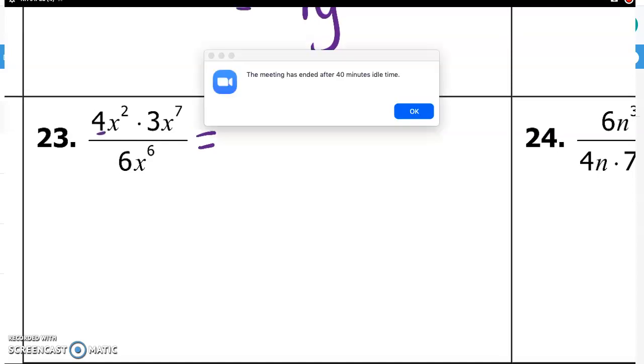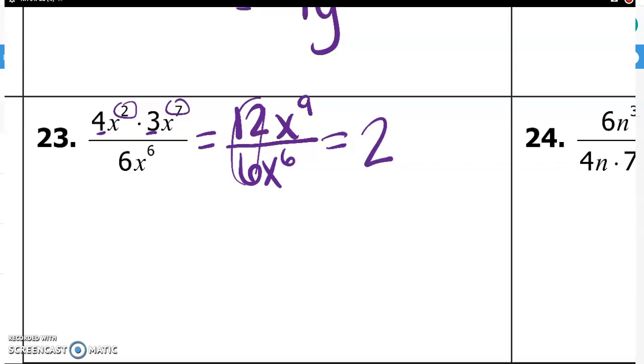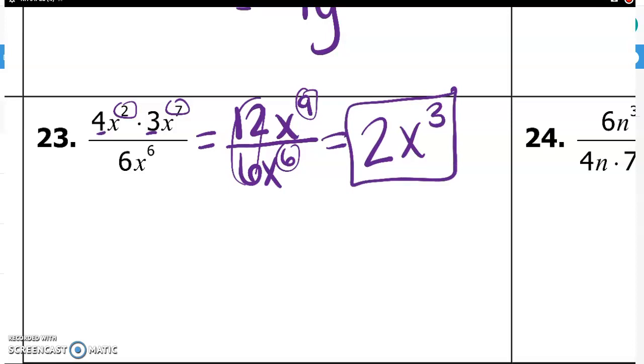So we multiply 4 times 3 to give us 12x. Now we add our exponents to get 9. So we're multiplying our big numbers, we're adding our little numbers, and then over, we didn't need to do anything to the bottom, so just bring that over as 6x to the 6th. Now it's division, so we divide. 12 divided by 6 is 2, then we subtract our exponents to get x to the 3rd. So that simplifies to 2x to the 3rd.